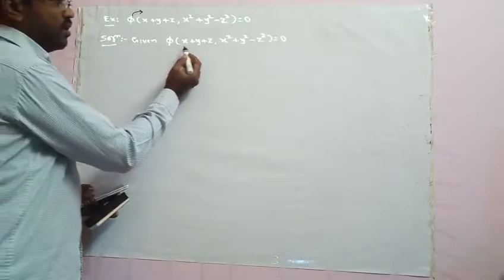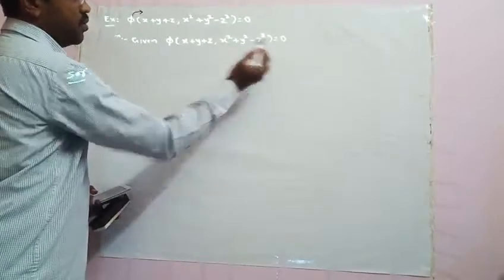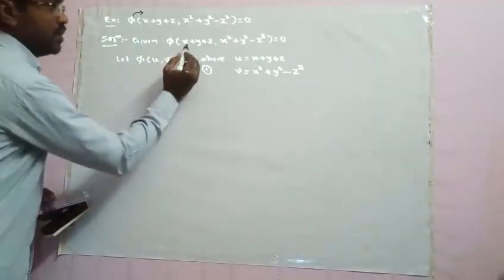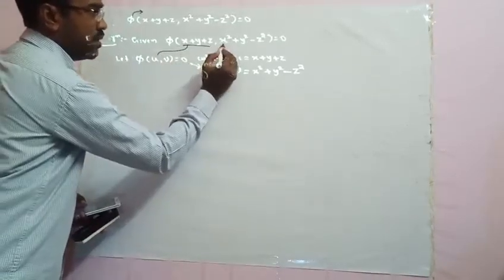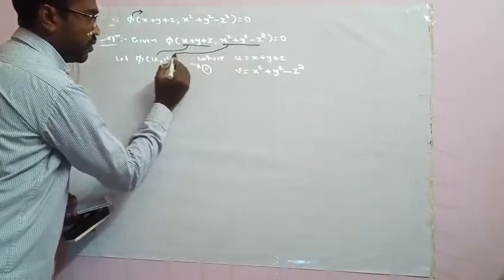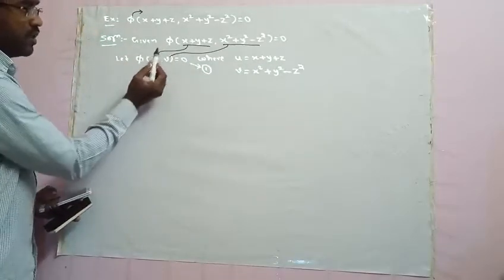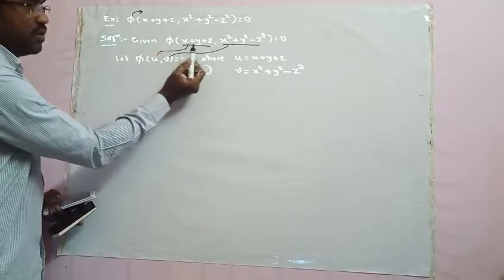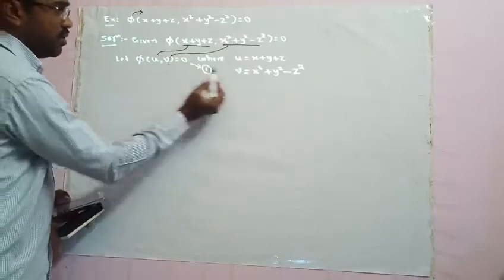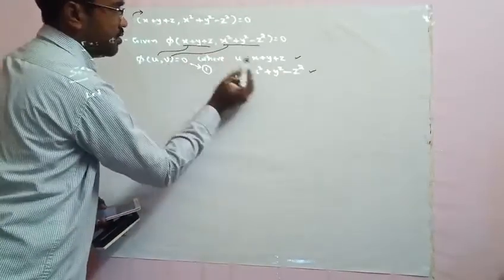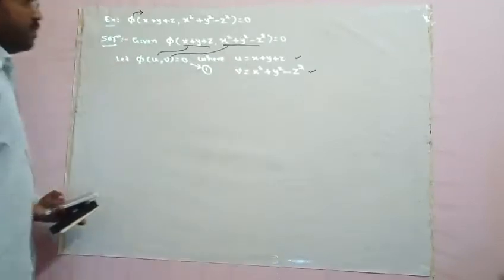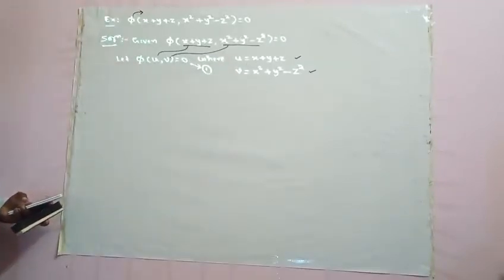Given phi of this is equal to 0. Let us consider this as u and this as v, so that we can write the function as phi of u comma v, where u is this and v is this. Now let us differentiate partially with respect to x and y.